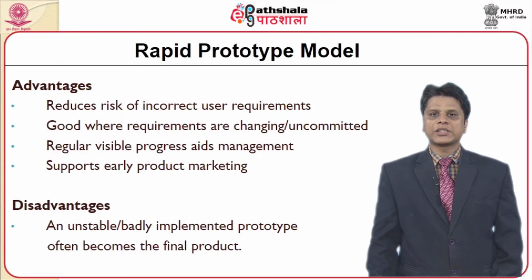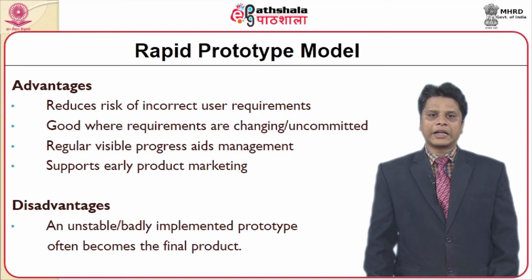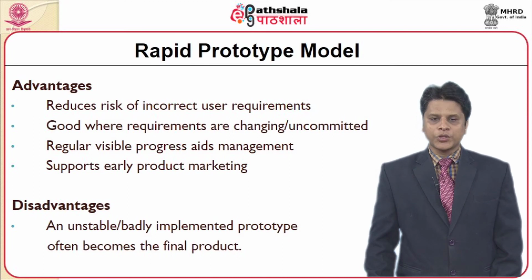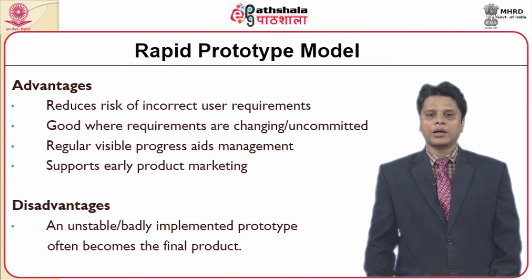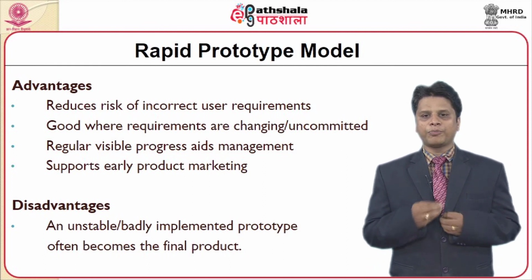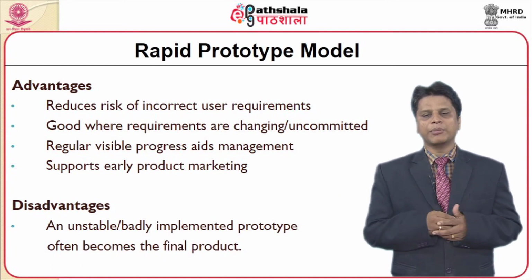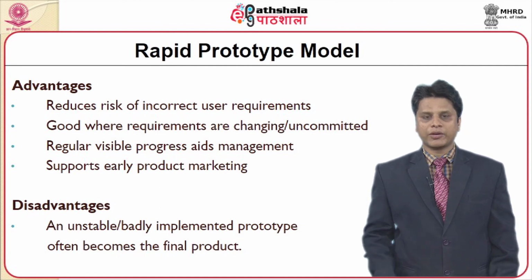Some of the advantages of this rapid prototyping model include that it reduces the risk of incorrect user requirements, it is good where the requirements are changing and uncommitted, regular visible progress aids management, and it supports early product marketing. The disadvantages are that an unstable, badly implemented prototype often becomes the final product. Since it is found to be unstable many times, some of the badly implemented prototypes can also be delivered as the final product towards early marketing, which seems to be a major drawback with this particular system.